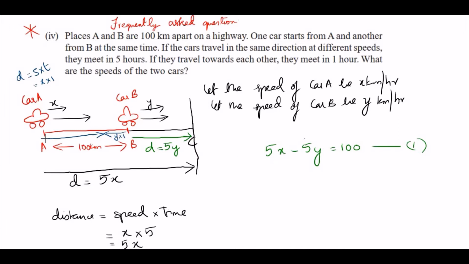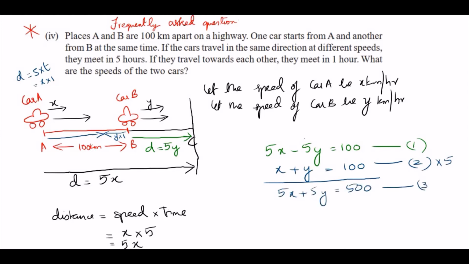The distance covered is 1y. So you can write 1x plus 1y is 100 kilometer. That is, when they meet, the distance traveled will be 100 kilometer. So x plus y is equal to 100. So these are the two equations. Now you have to use the elimination method or substitution method and find out the solutions. So when you multiply the second equation by 5, you get 5x plus 5y is equal to 500. Let this be the third equation.